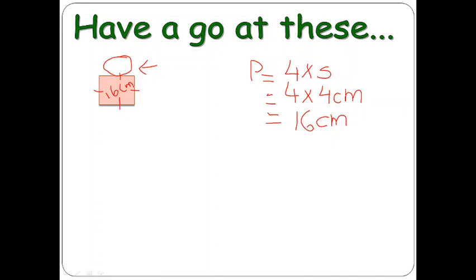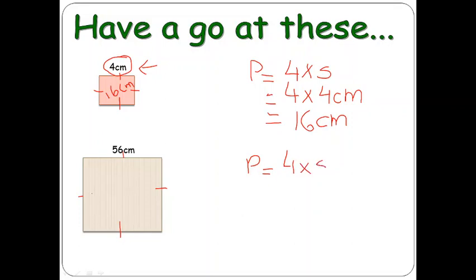Let's do another one. Here, what is the length of a side? 56 centimeters. We know that all the 4 sides are equal in length. So we will use the formula P equals 4 times the length of a side, that is S. 4 times what is the length of a side? 56 centimeters. 4 times 56 centimeters. How will you multiply? I'm doing it here.